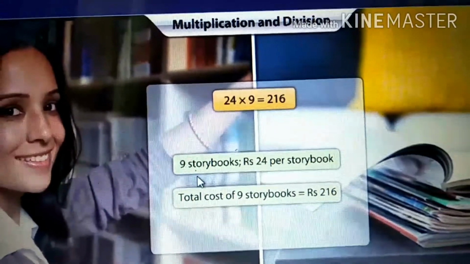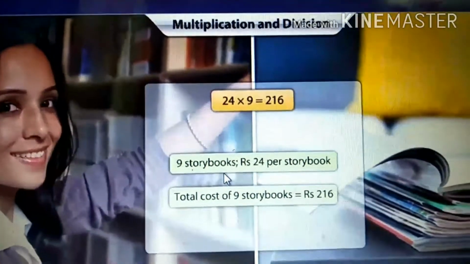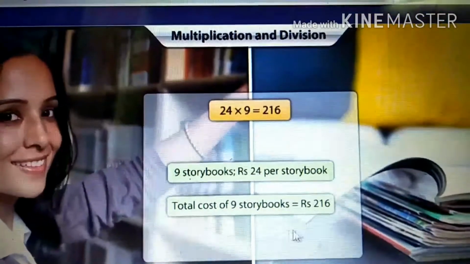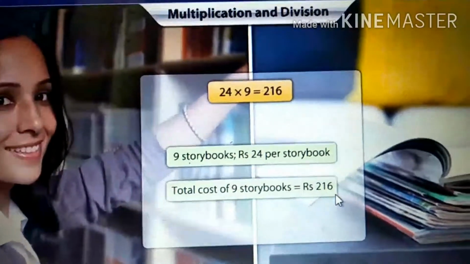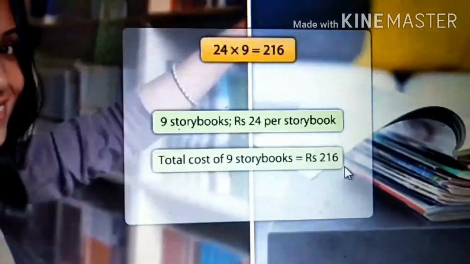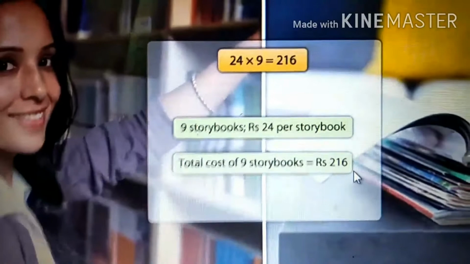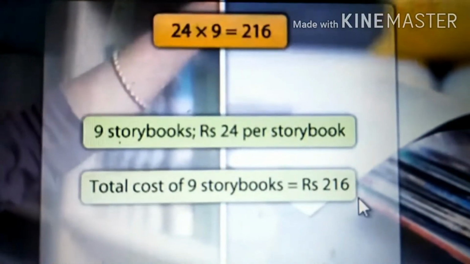So 9 storybooks is nothing but rupees 216. So Savita needs to pay for the storybooks rupees 216.